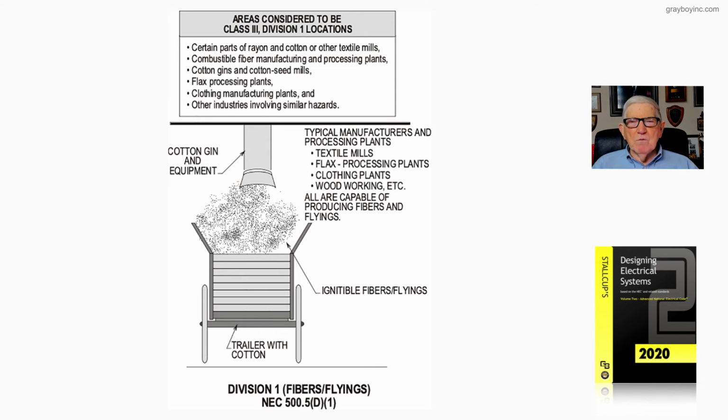But what we did, we just kind of called out in bold letters what we would kind of consider some of the most common types of areas that would be considered Class 3 Division 1 locations, and that's what this figure 21-5 is illustrating to the user of the NEC.